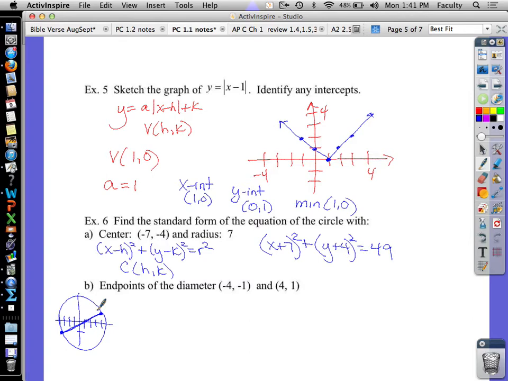Well, we need to find the center, and we need to know the radius. This is a common ACT problem, okay? They like to do part B. It's rare that they're going to give you something as easy as part A. All right, any ideas, any suggestions? What might we be able to do?